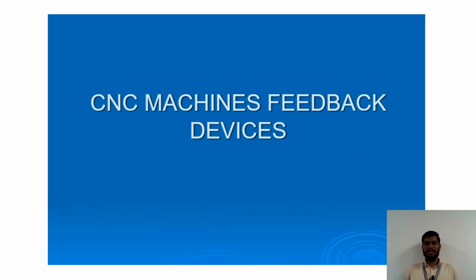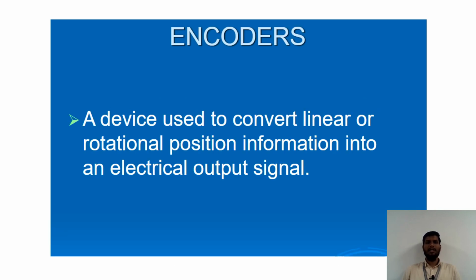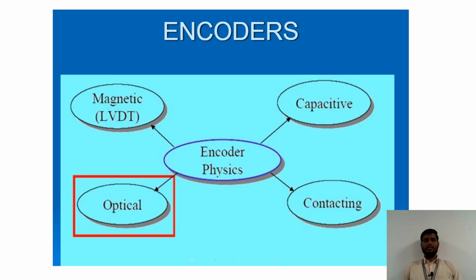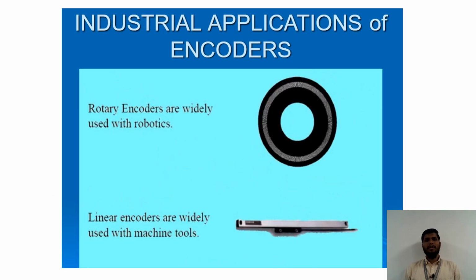CNC machine feedback devices. There are a number of feedback devices used in CNC machines. We will see them. Encoders: a device used to convert linear or rotational position information into an electric output signal. Types of encoders: magnetic, LVDT, capacitive, contacting, and optical. Generally, optical encoders are used in CNC machines, like rotary encoders and linear encoders. Here we can see the picture of rotary encoders and linear encoders. Both are widely used in robotics and industries.